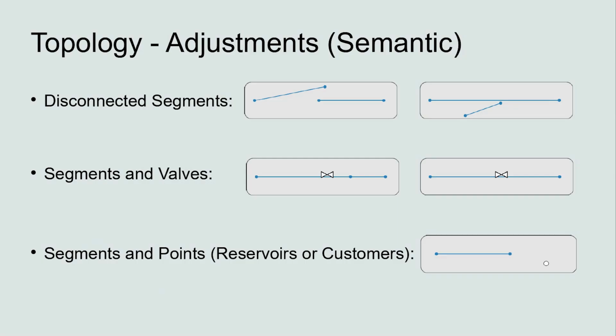And we must make adjustments on semantics. This is the biggest effort, because usually we have thousands of features, and these are some situations that you must correct. For example, disconnected segments. This is simple: we just need to put it in the correct position. In this other example, we have 2 segments, but I need to divide the first one so I can connect this other one correctly.